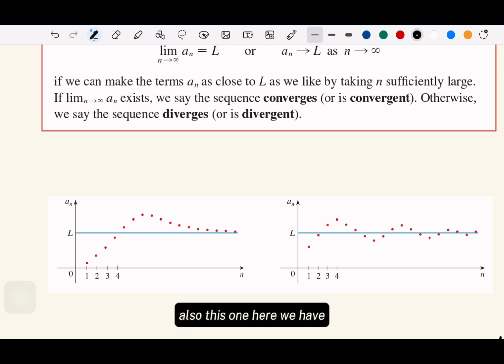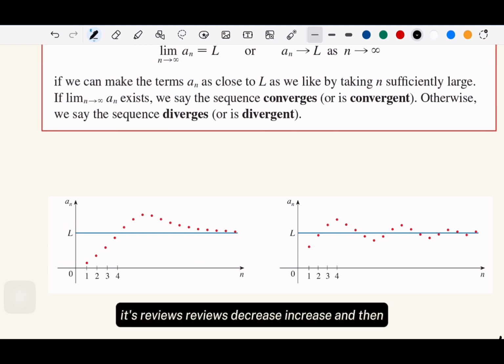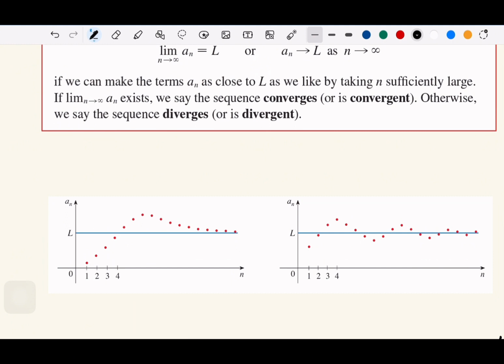Also, this one here we have oscillation. Okay? We have oscillation. So the way we look at this, the amplitude is getting smaller. Right? It decreases, decreases, and then at a certain point it will get close to L. We can also say that this is also convergence. Okay?